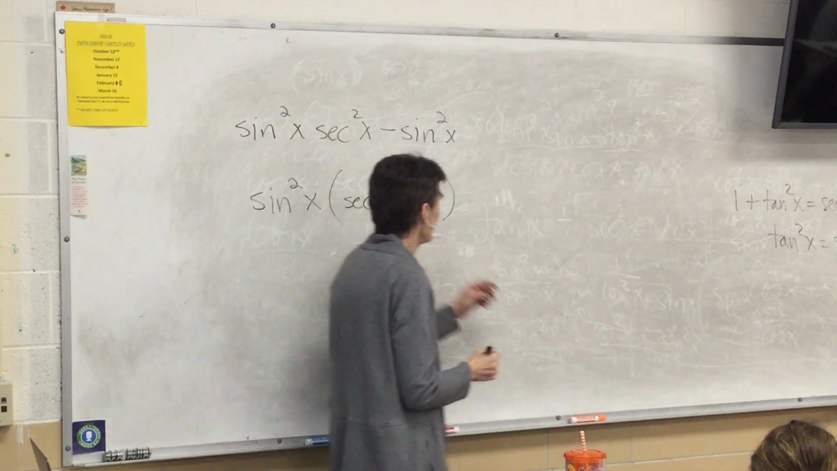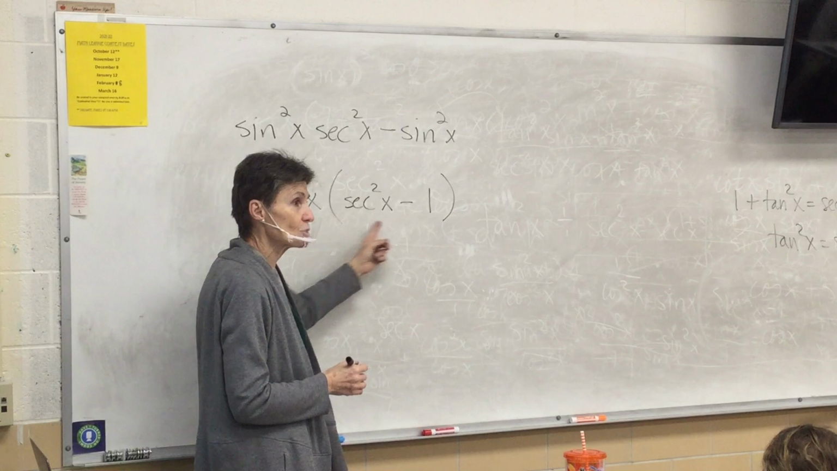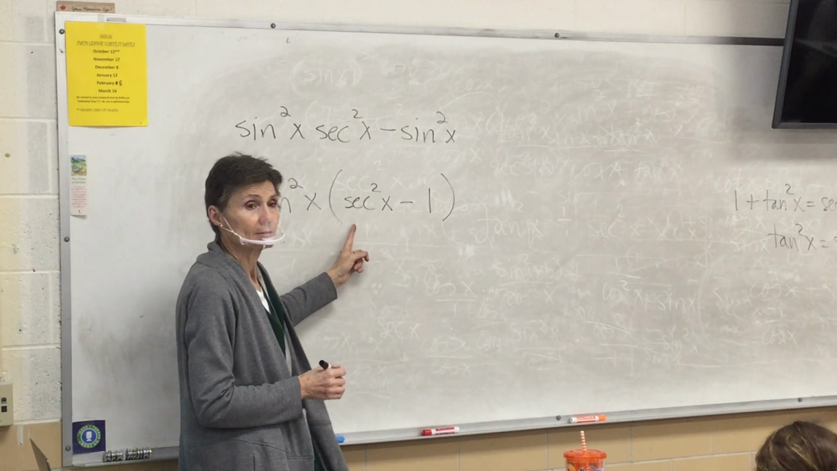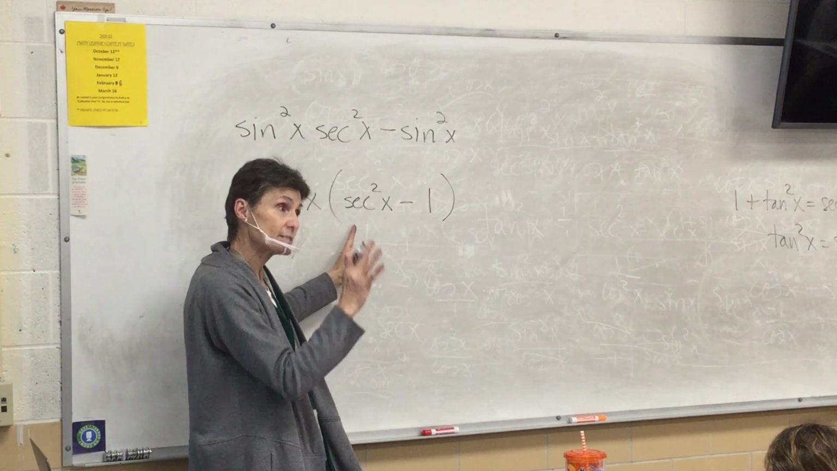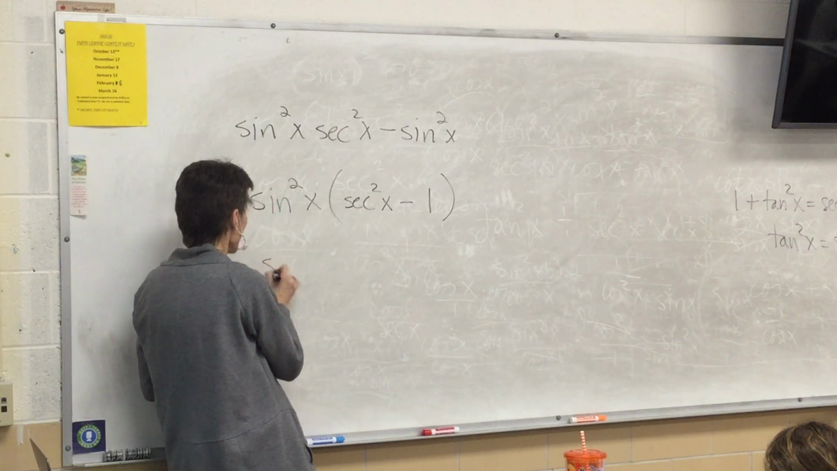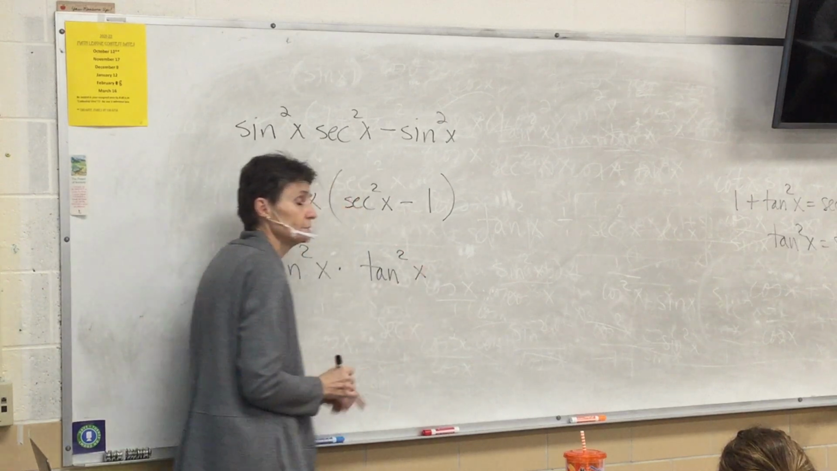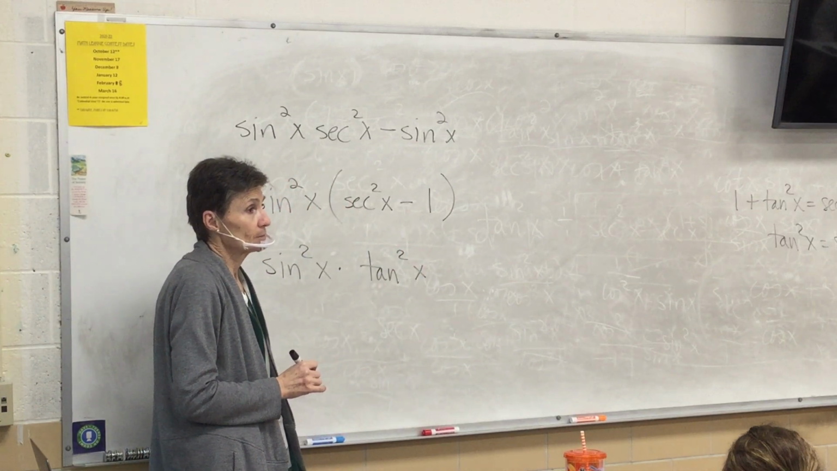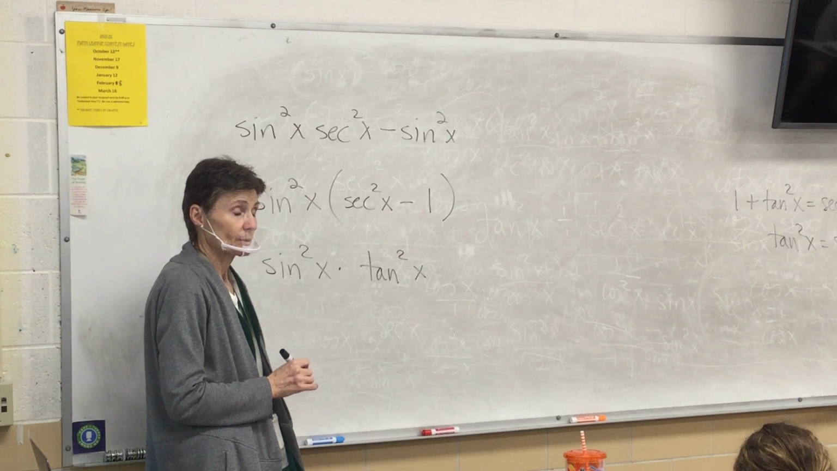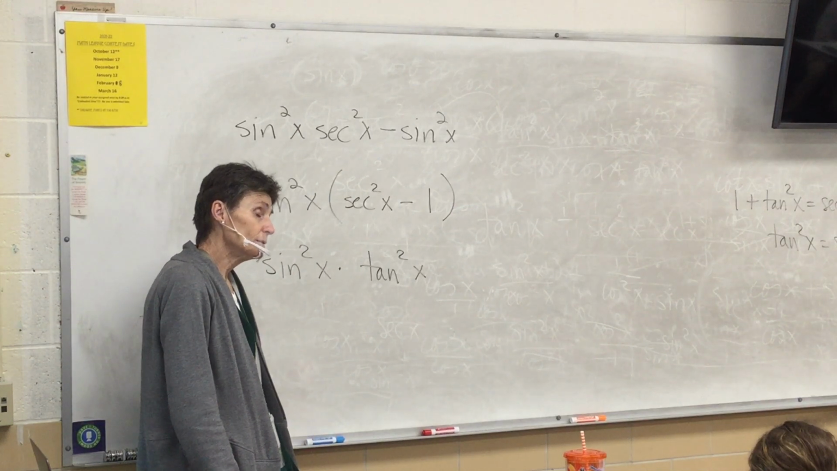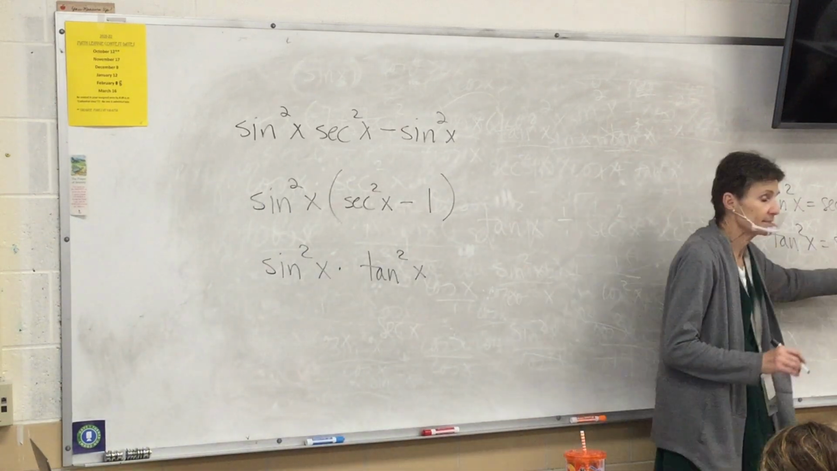So wait a minute. What's in this parentheses right here? The tangent. Isn't this tangent squared? Did you use your sheet to help you substitute stuff in? Rewrite stuff? This is tangent squared, so now I have sine squared times tangent squared. Well, what's tangent squared? Please don't say secant squared minus 1, because that would just take us back to where we were.